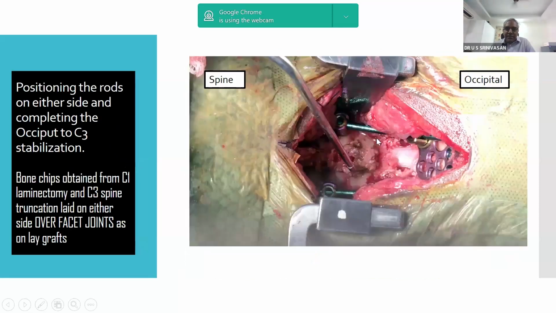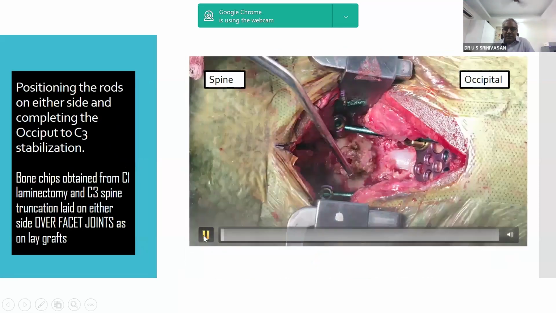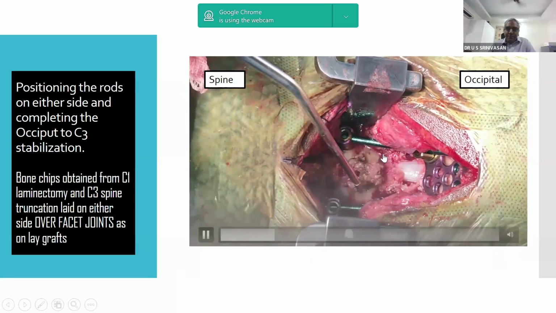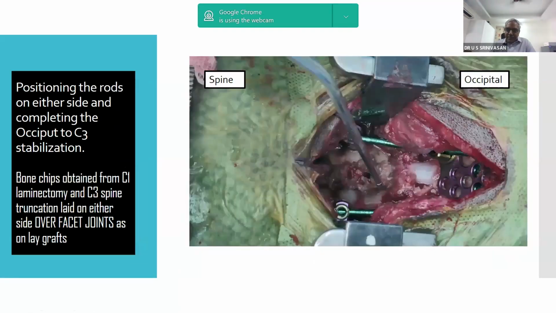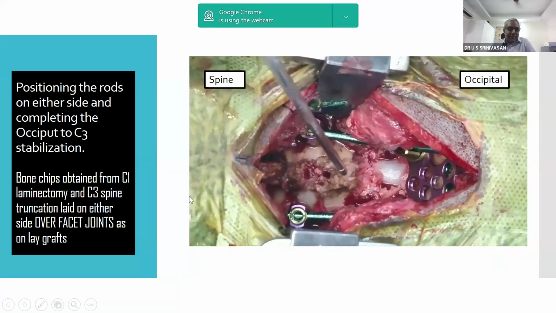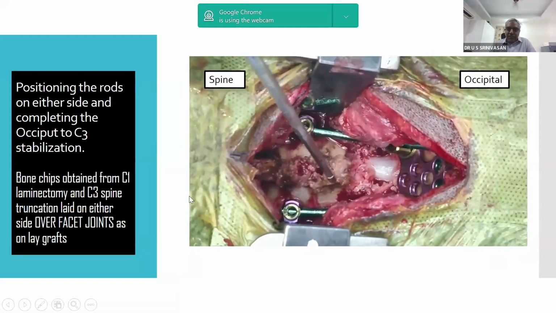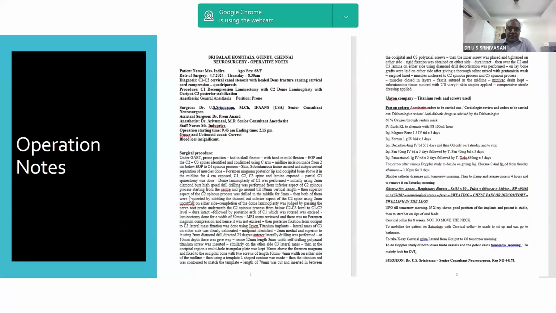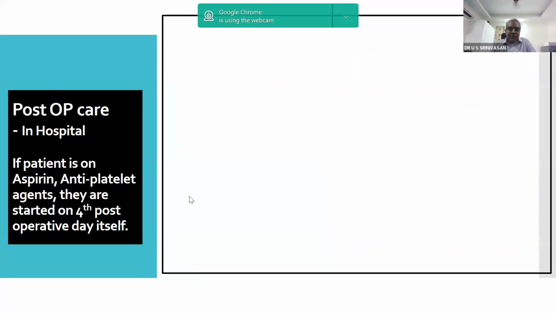And the fixation was done. You can see the fixation. Rigid fixation was obtained, and bone chips obtained from C1 laminectomy and C3 truncation were laid over the facet joints on either side. This is the operation notes. I do give detailed operation notes. I type it.